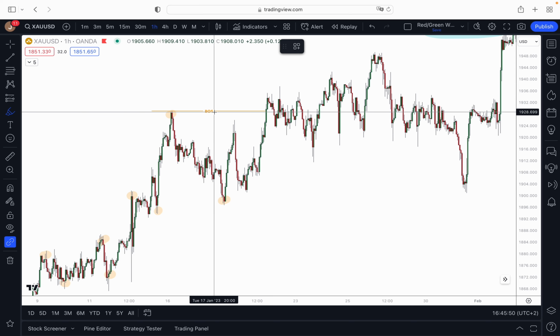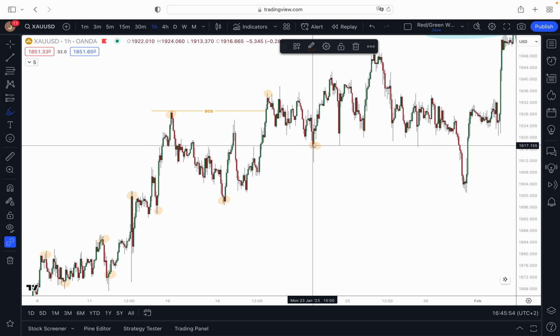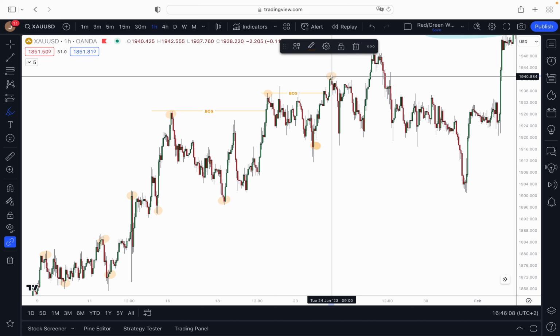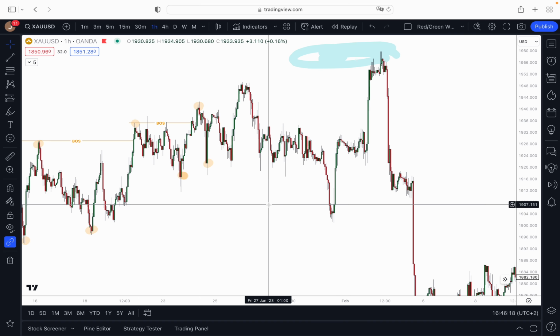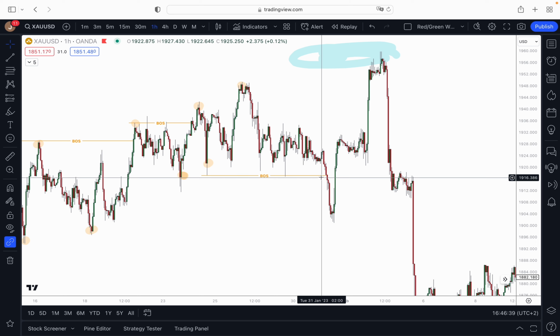Here we have the break of structure with the higher high, higher low. Next break of structure, higher high, higher low. And now it's getting more interesting. Higher high. Here we have our break of structure.